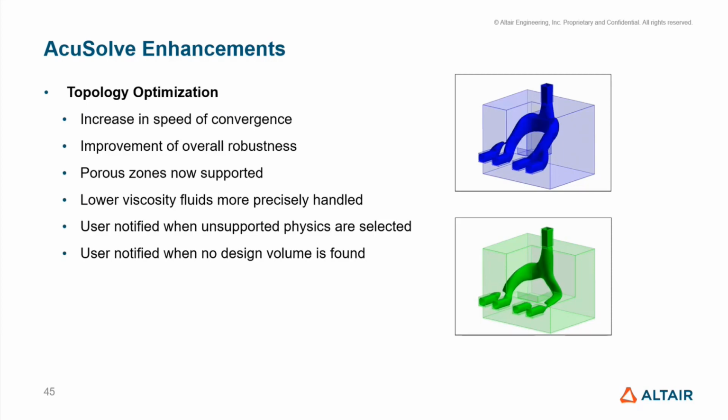Topology optimization has been improved with respect to convergence speed and overall robustness. Porous zones are now supported with topology optimization, and lower viscosity fluids are now more precisely handled, allowing for simulations of higher Reynolds number flows. From a convenience standpoint, the user is now notified when any unsupported physics have been selected, or if no design volume has been specified.